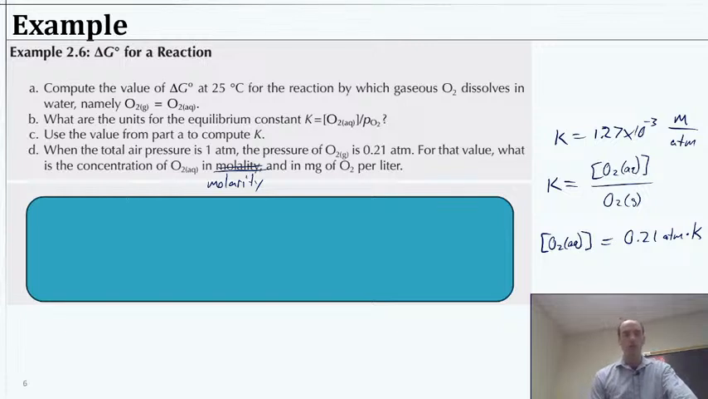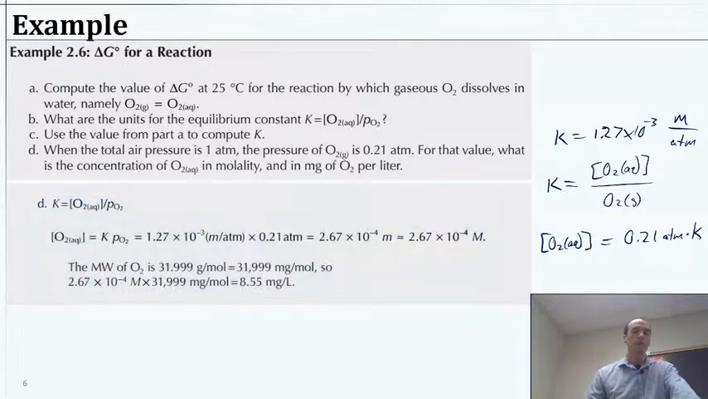I guess we're already in molality, so I don't know why I bothered with that. We'll leave it as molality rather. So that's just going to be 0.21 times 1.27 times 10 to the minus third. And that should be our answer, right? So that's what we see here. And we get a value of 2.67 times 10 to the minus fourth moles per kilogram.